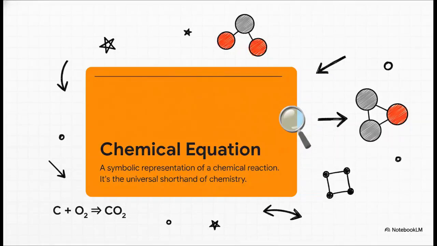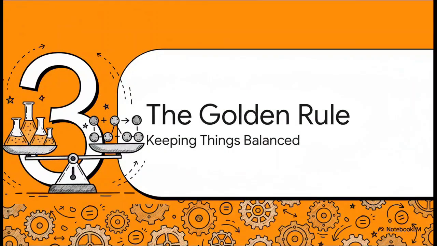I mean, why write out carbon and oxygen react to form carbon dioxide when you can just write C plus O2 yields CO2? It's way cleaner, it's universal, and it tells you exactly what's going on. But hold on, it's not just about listing the ingredients and the final product. There is one golden rule in all of chemistry. The one rule you absolutely, positively cannot break. And that rule is all about keeping things balanced.